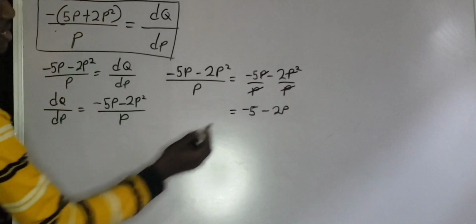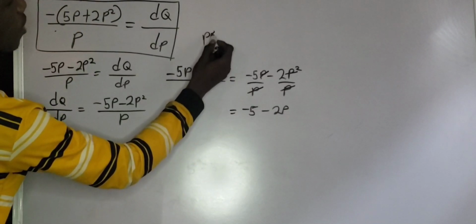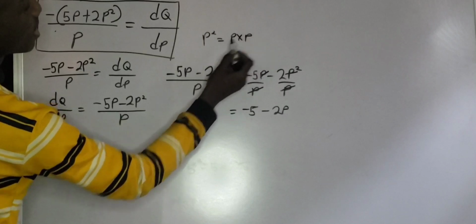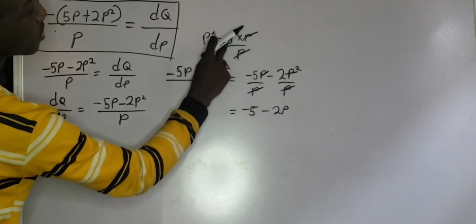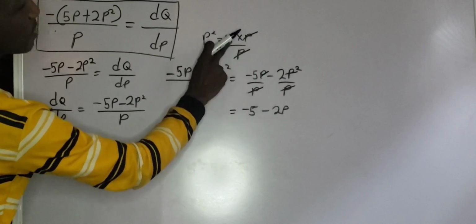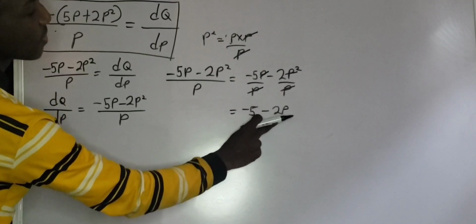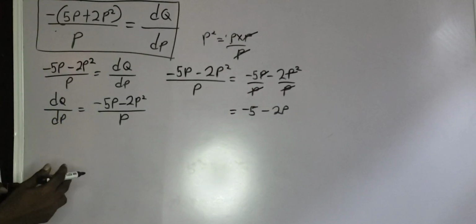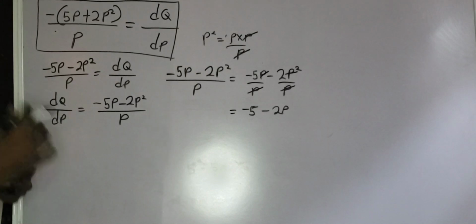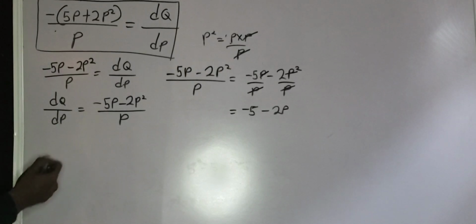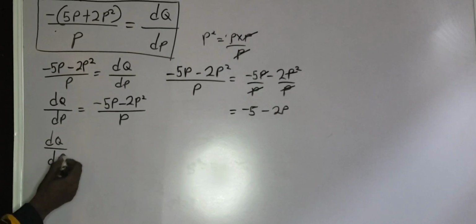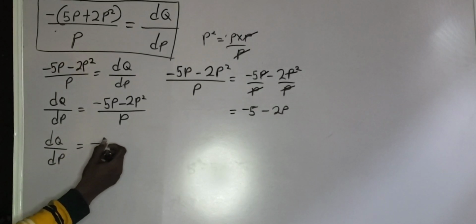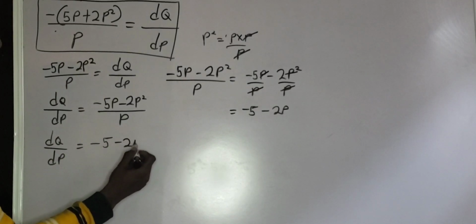Do you understand? The reason why I have p here is because p squared is what? P times p. And p times p divided by p is what? This p will cancel this p. So I'm left with what? 1p. Negative 2 times p. That is why I have negative 2p. Do you understand? If you do understand, reverse the video and listen to the explanation again. Okay, let's proceed. So I'm going to have Q over P is equal to negative 5, negative 2p.